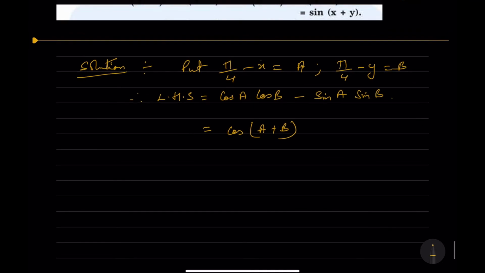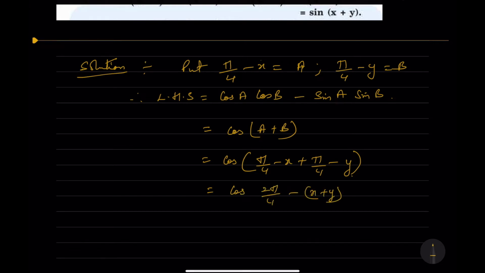Which is equal to, what is a now? We have written it as pi by 4 minus x. So cos of (pi by 4 minus x) plus (pi by 4 minus y), which is equal to pi by 4 plus pi by 4 is pi by 2. So cos of pi by 2 minus (x plus y). So cos of 90 minus theta will give you sin theta, so which is equal to sin of x plus y, which is equal to our RHS, hence proved.